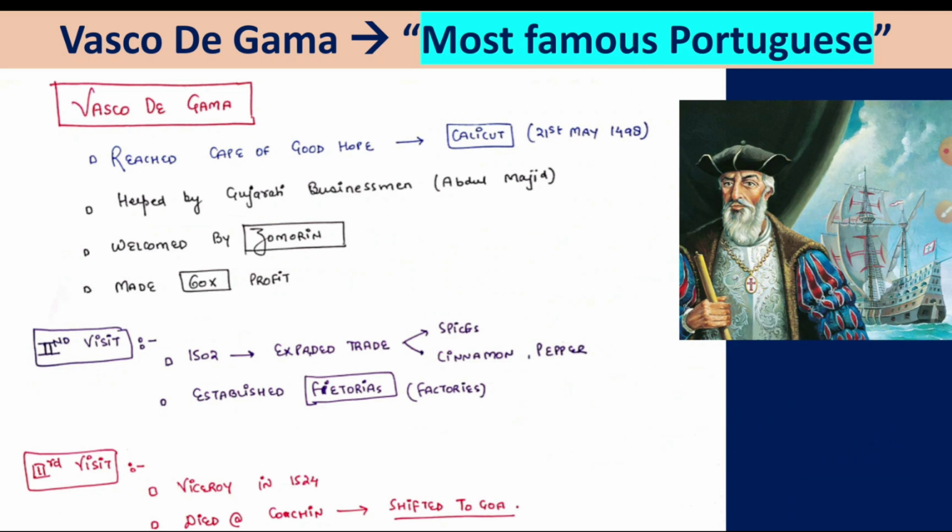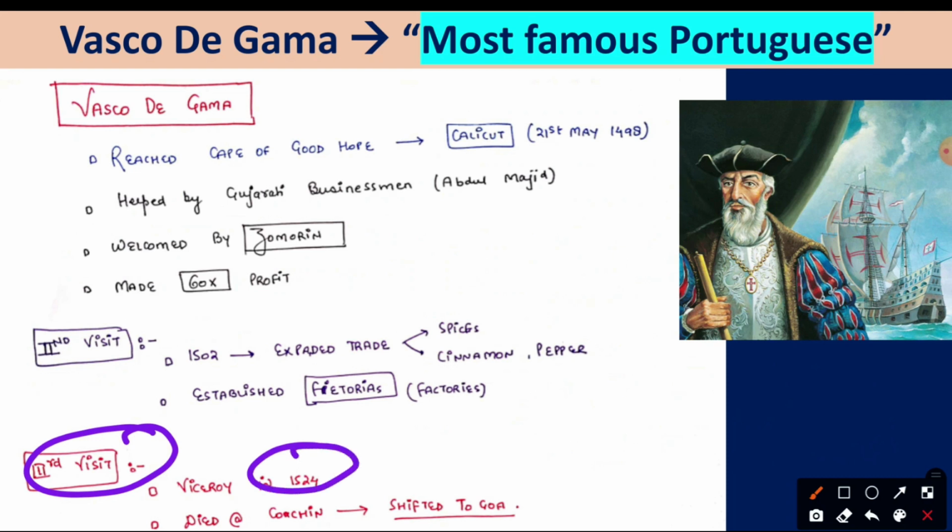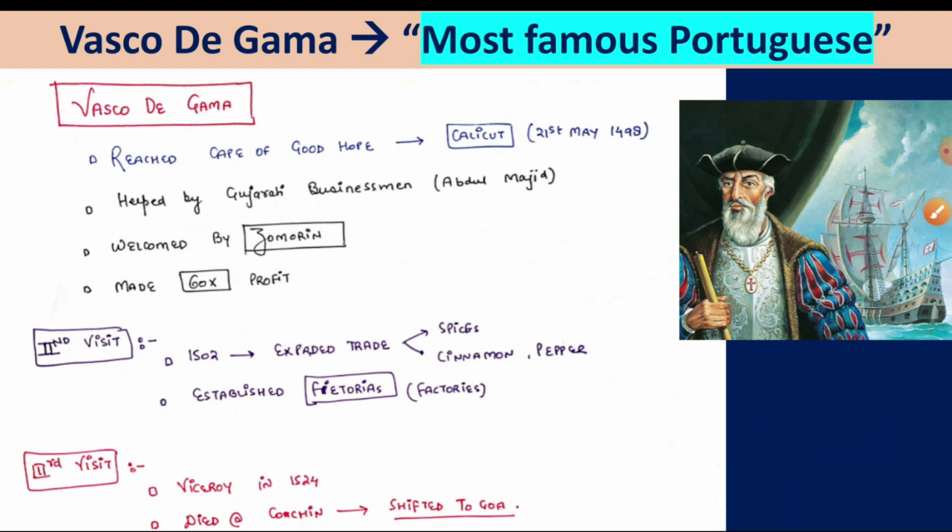Maybe some different pronunciation in Portuguese, but this is a Portuguese term for the factories. The third visit he made was when he became the viceroy in 1524, and then he died in India also. He died in Cochin, then his body was shifted to Goa. So this much information is relevant for Vasco da Gama, and if any other information comes in the form of a question, I will include that in the questions.